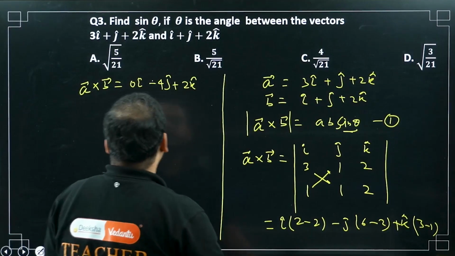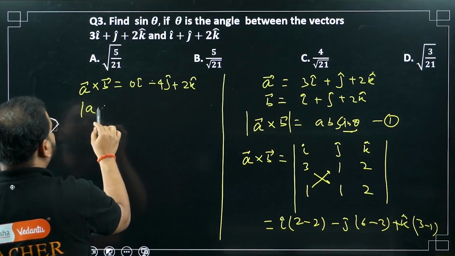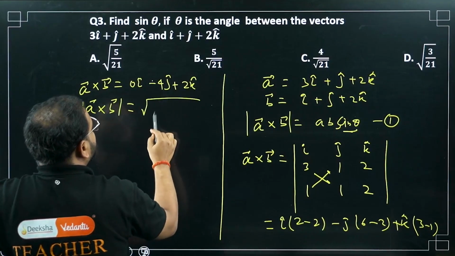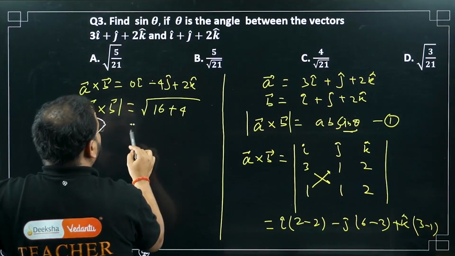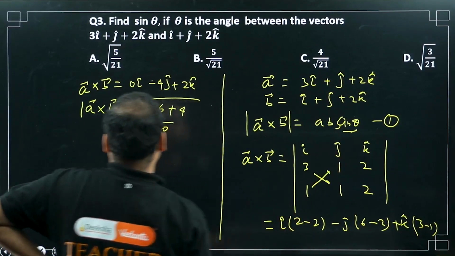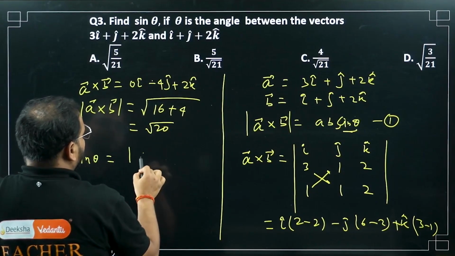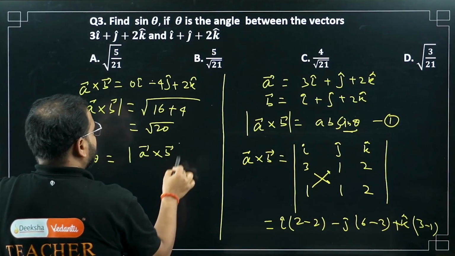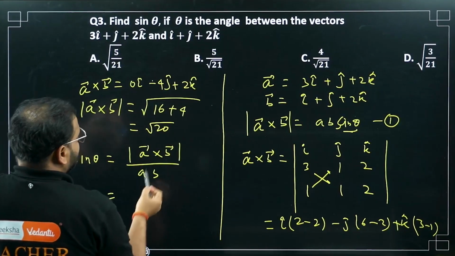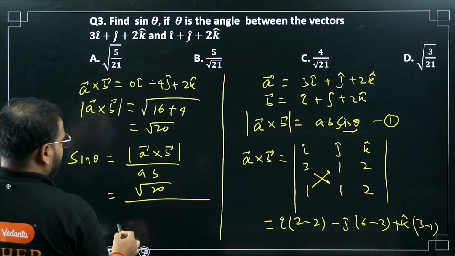Now I know A cross B also, right? So how will I find the mod? Mod of A cross B will be under the root 4 square is 16 plus 4. How much is that? Root 20. Now we're looking for the sin theta value, which is going to be mod of A cross B upon mod of A and mod of B. Mod of A cross B is root 20. Write the values for mod of A and mod of B.